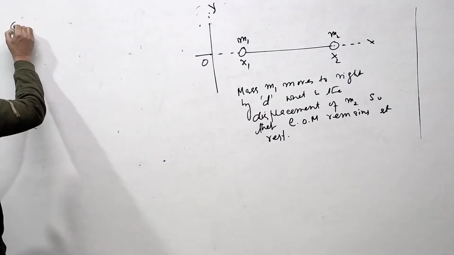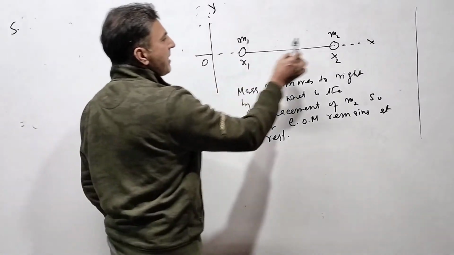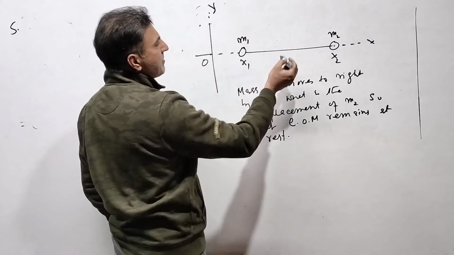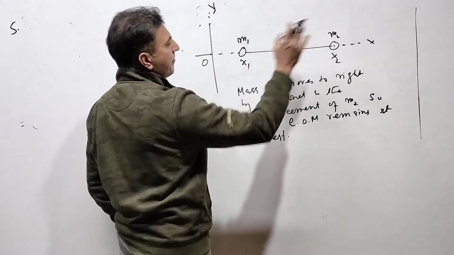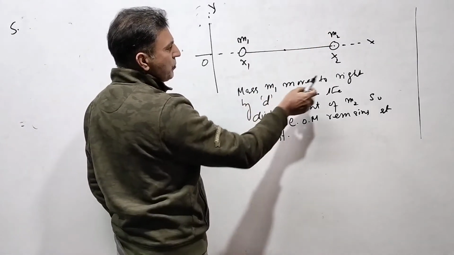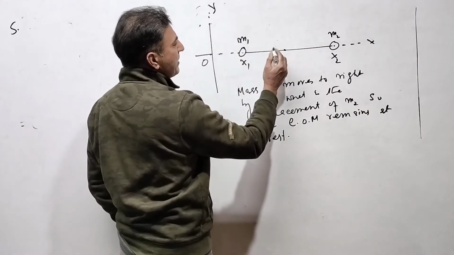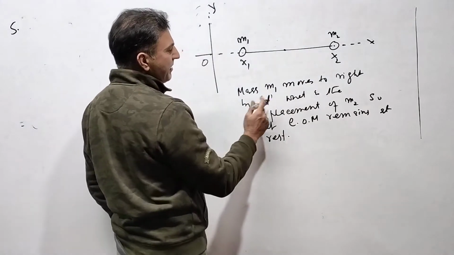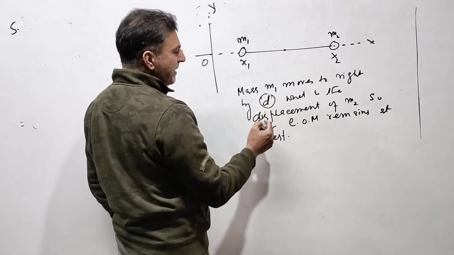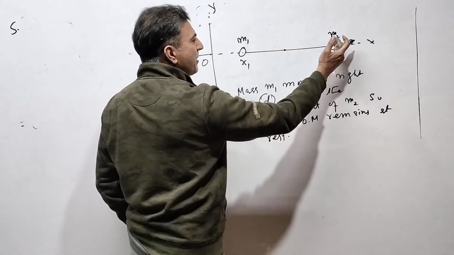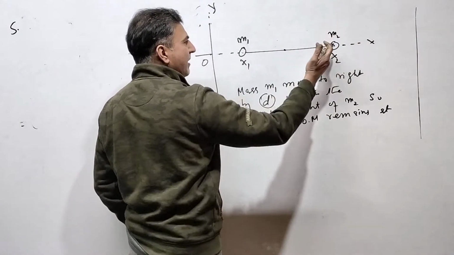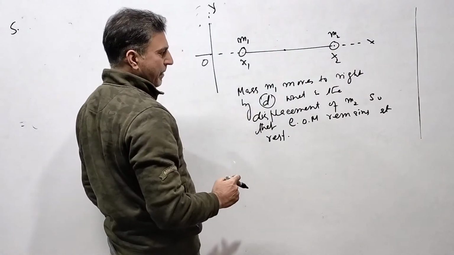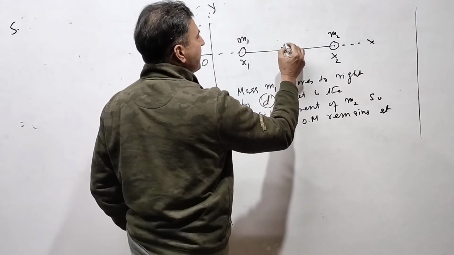What is the fifth question all about? These are two masses, m1 and m2, on the x-axis, right? And they must have some center of mass somewhere. Okay? Mass m1 moves to the right. ये जो mass m1 है, it moves to the right side in the positive x direction by d, small d. What is the displacement of mass m2? ये m2 का displacement कितना होना चाहिए? आगे के पीछे, in the positive or in the negative x direction, so that the center of mass remains at rest.